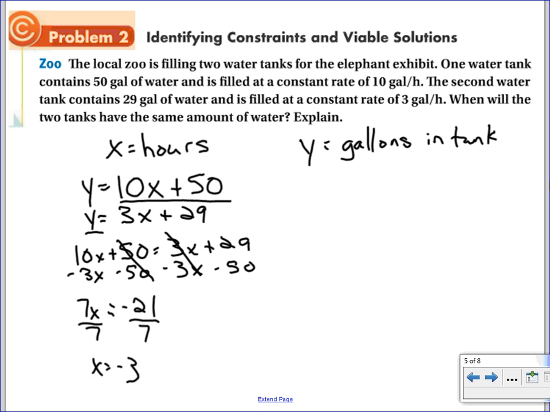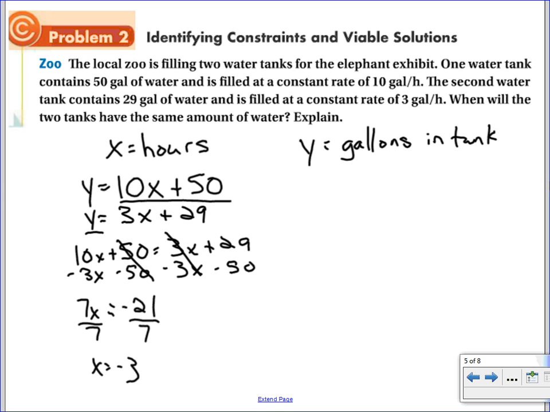So it's asking for when the two tanks will have the same amount of water, and we get an X of negative 3. Now, does that make sense? In negative 3 hours, does that make sense? And it doesn't.